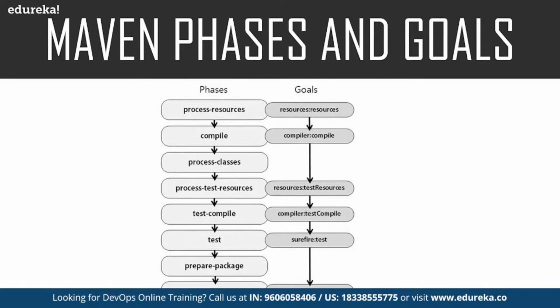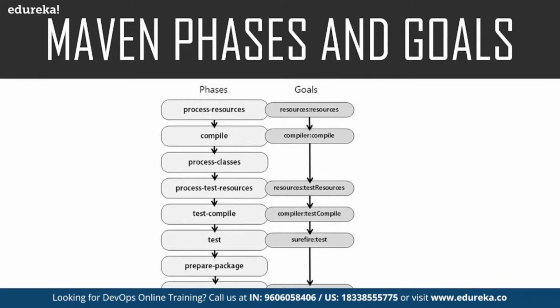The package phase is responsible for packaging the compiled source code into a distributable format, that is the WAR format or the jar format. Integration test is the phase in which processing and deployment of the package is done to run the integration tests. In the install phase, you install the package to a local repository, and in the deploy phase, you copy the package to the remote repository. So these were a few important phases of the default build lifecycle.